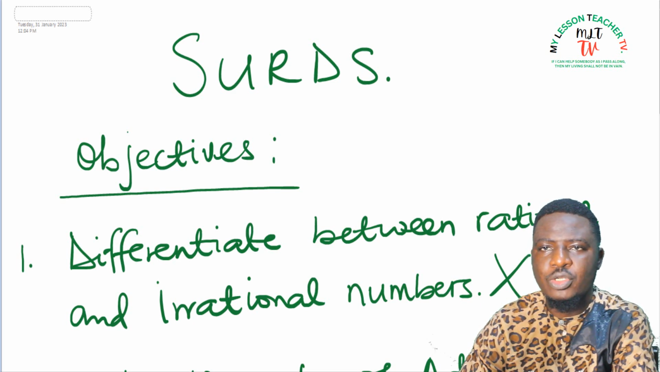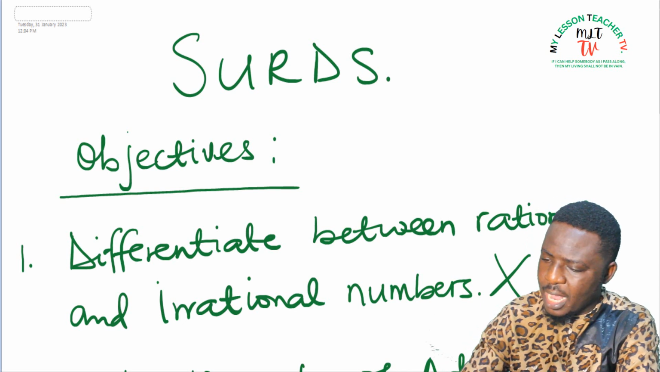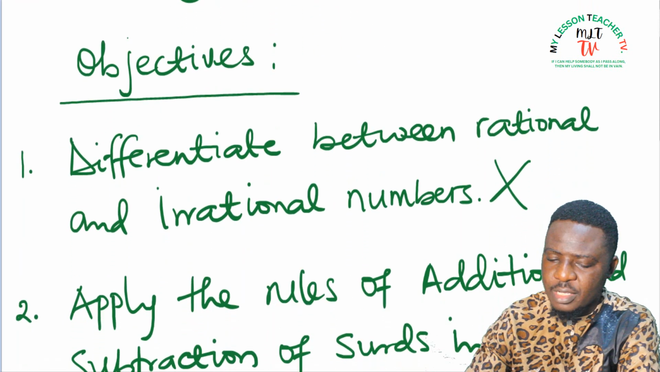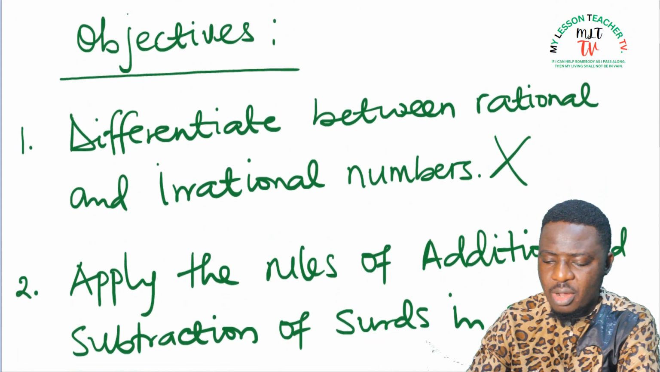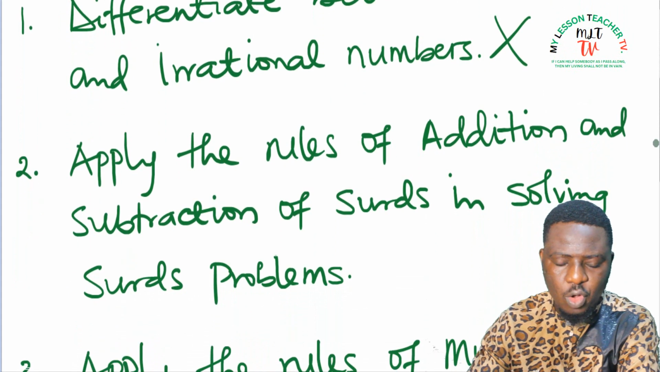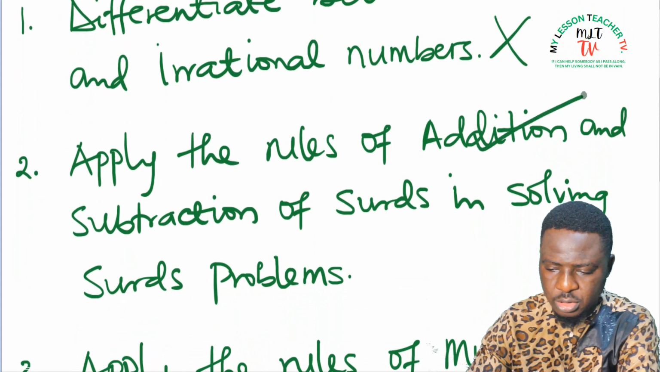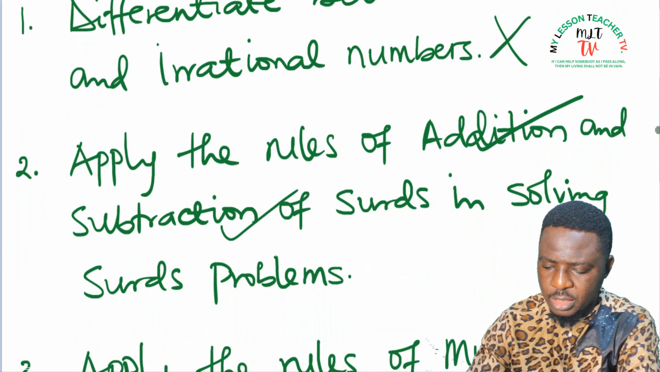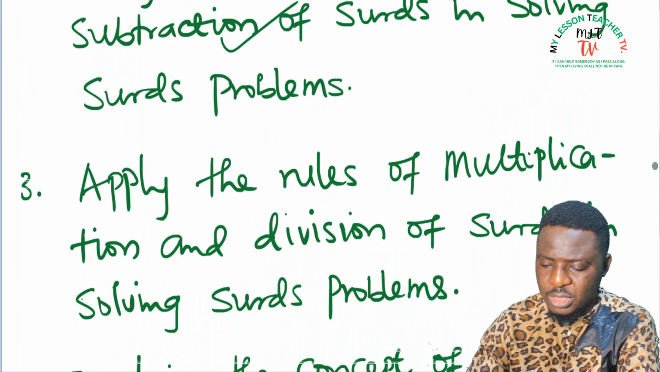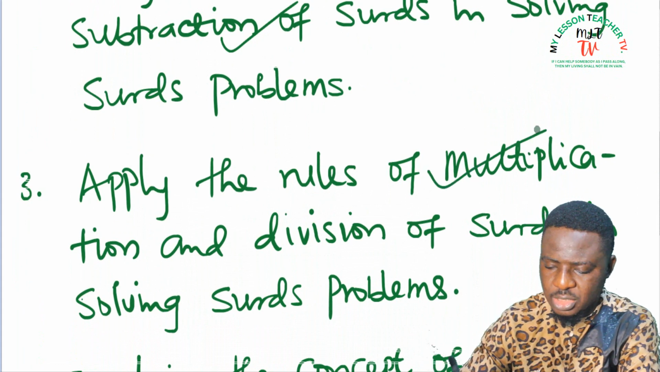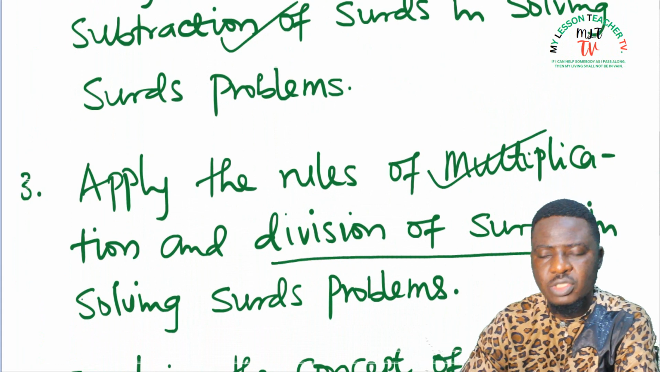Today's class is a continuation of our previous classes on SURDS. In today's class, we shall be looking at divisions of SURDS. At the previous classes, we have dealt with the following objectives. We have been able to differentiate between rational and irrational numbers. We have also been able to apply the rules of addition and subtraction in solving SURDS problems. We have also looked at multiplication of SURDS. And in today's class, we shall be looking at the divisions of SURDS in solving SURD problems.